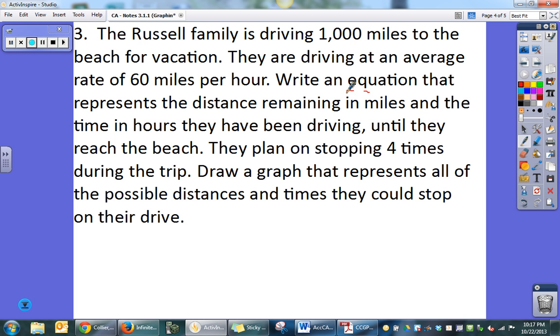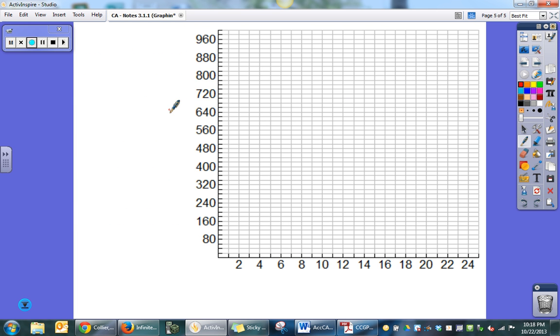So first we're going to go ahead and write our equation. So we're looking at 1,000 minus 60 times x. In this case, they have 1,000 miles to go, and since we're looking at the distance remaining, it's 1,000 minus however much they've gone, and however far they've gone is 60 times x, with x being the number of hours. So that's our equation, and we're going to go ahead and graph this here. So I'm going to write our equation up here. We said it was 1,000 minus 60x.